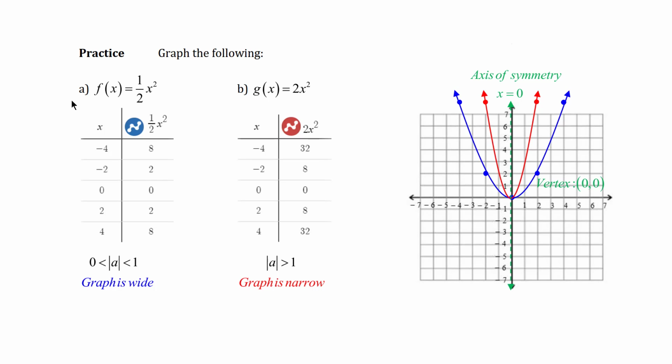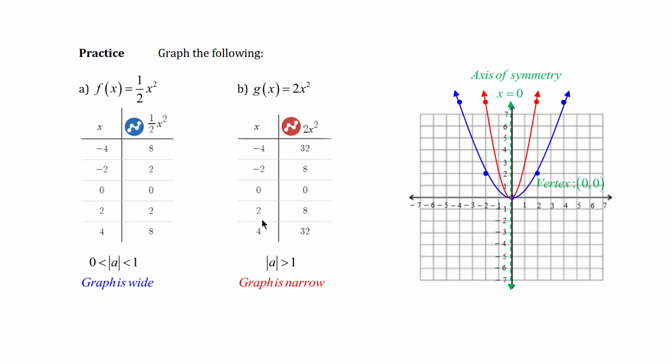Alright, so let's go over part A. For part A, we're using the point plotting method, and we need to fill in the y values for our chart. So for -4, we get 8. For -2, we get 2. For 0, we have 0. For 2, we have 2. And for 4, we have 8.